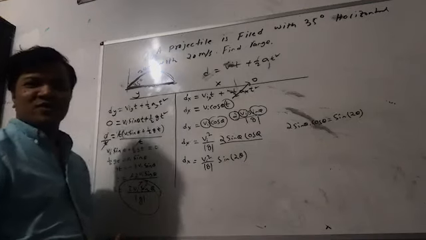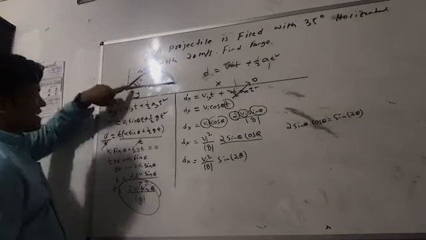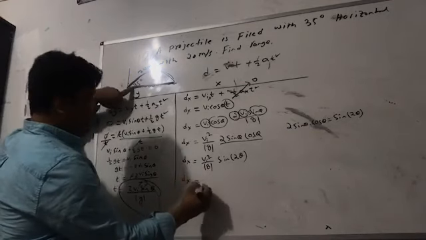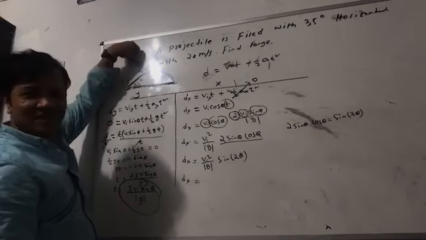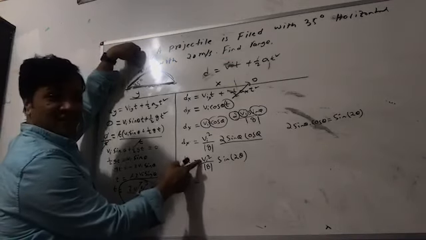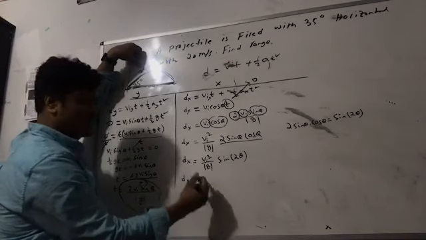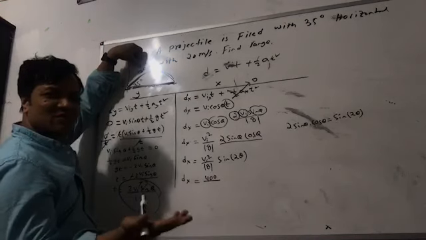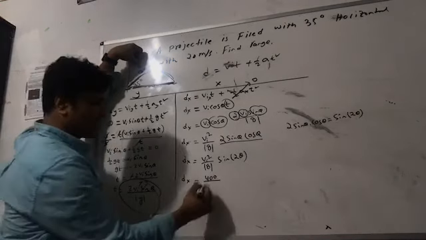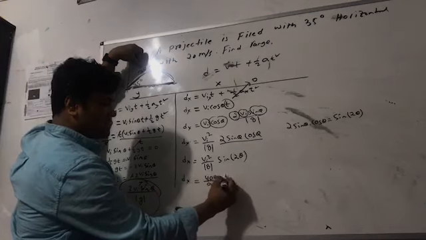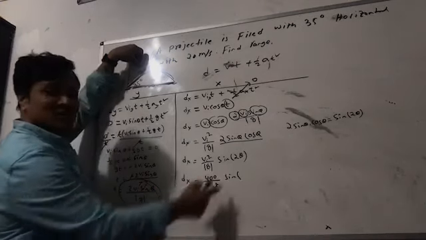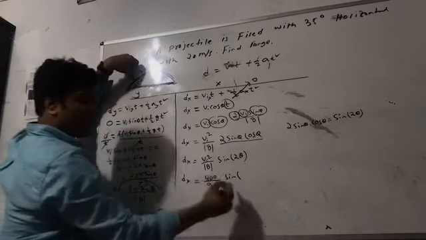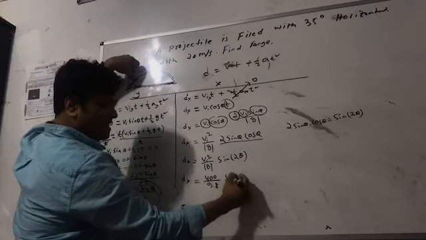Now we should be able to solve this problem. We see that our angle is 35 and our initial velocity is 20. So V initial squared means 20 squared, which is 400. Absolute value of g is always positive, so we're going to put 9.8 times sine 2 theta. 2 theta means you have to double the angle, so sine 70 degrees.